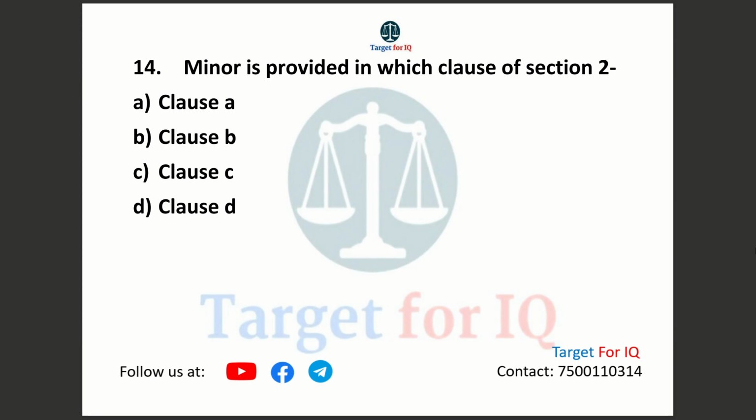Question 14. Minor is provided under which clause of section 2? Option A, clause A. Option B, clause B. Option C, clause C. Option D, clause D. The correct answer to question number 14 is option C, clause C.